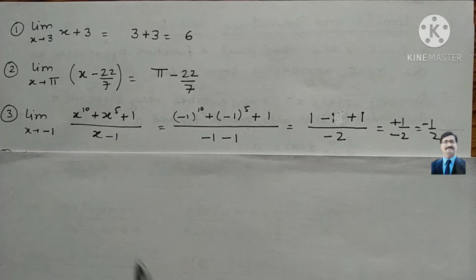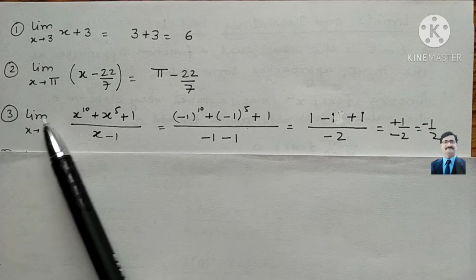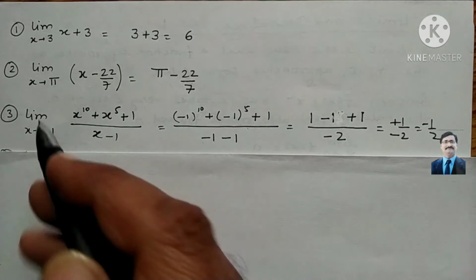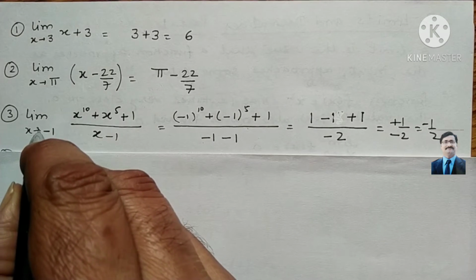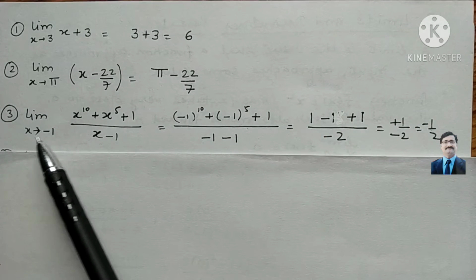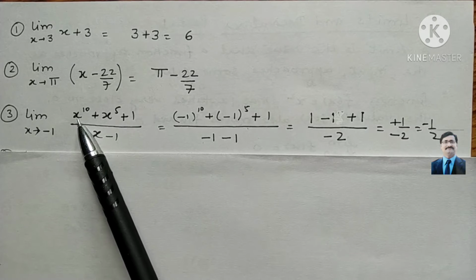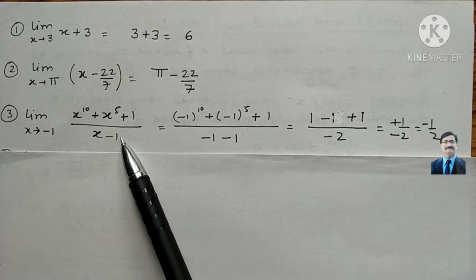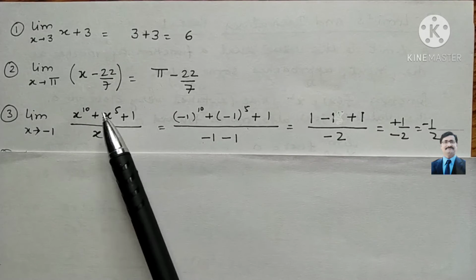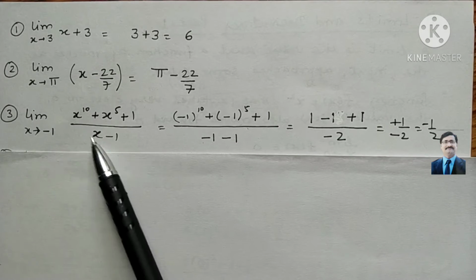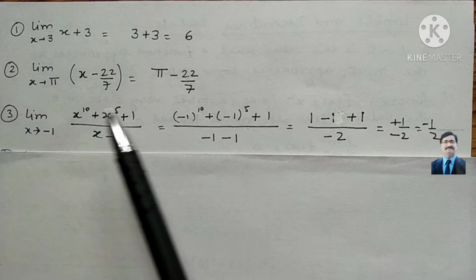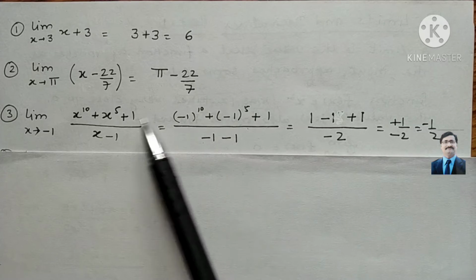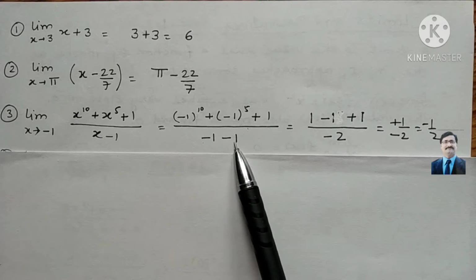Now the next question. We have the question limit as x tends to minus 1. Here, tends to means we mark an arrow like this. Then x tends to minus 1. The function is x power 10 plus x power 5 plus 1 upon x minus 1. Wherever you can see x, in place of x we will put minus 1. So here minus 1 power 10 plus minus 1 power 5 plus 1 upon minus 1 minus 1.